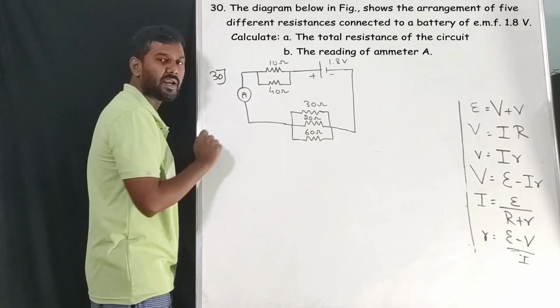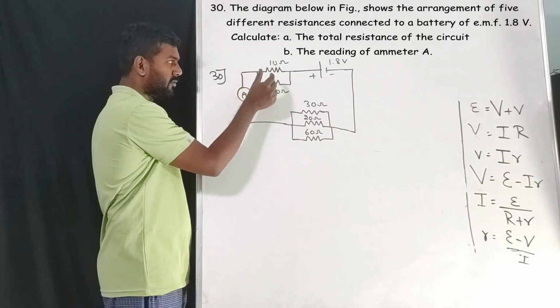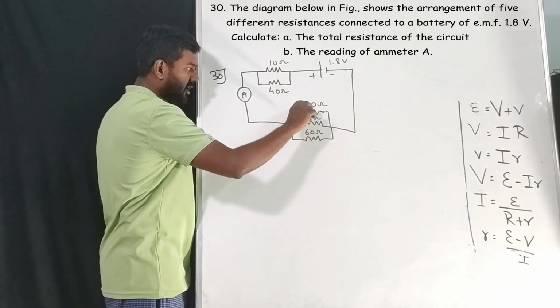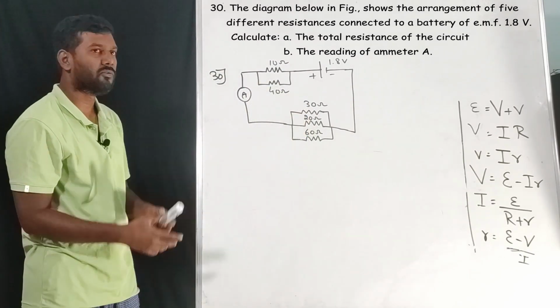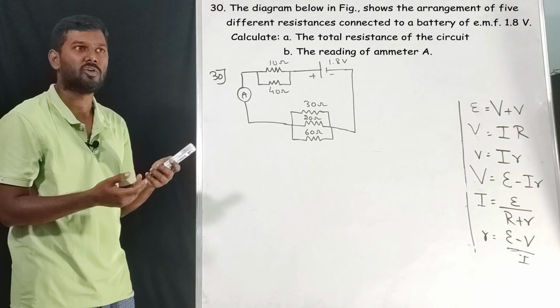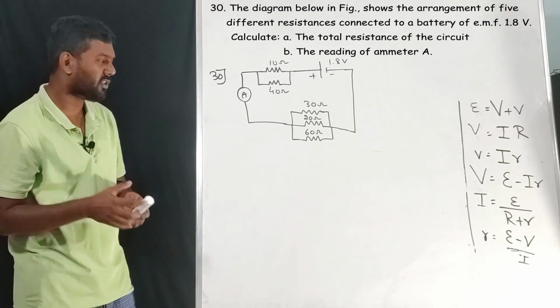And how are these two connected? These two are connected in series. So solve these two, we'll find one value of resistance. Solve these three, we'll get one value of resistance. When we add them, we'll get the final answer for sub-question A. See, the same question only. Find the total resistance in the circuit, and second, the reading of the ammeter.